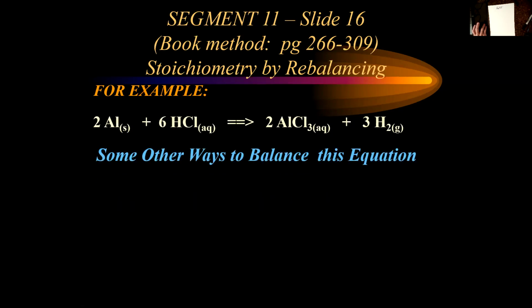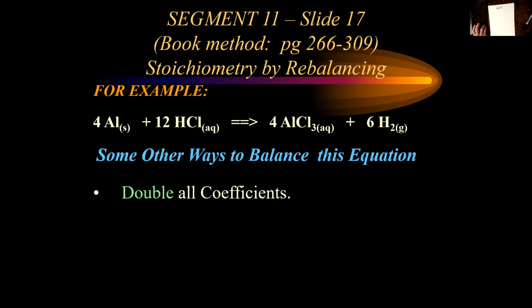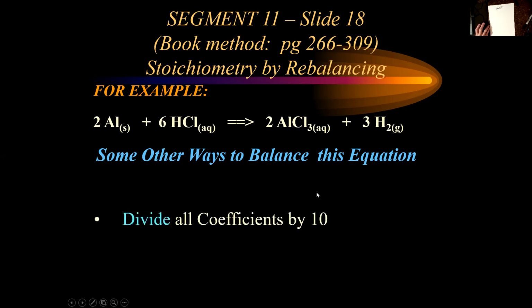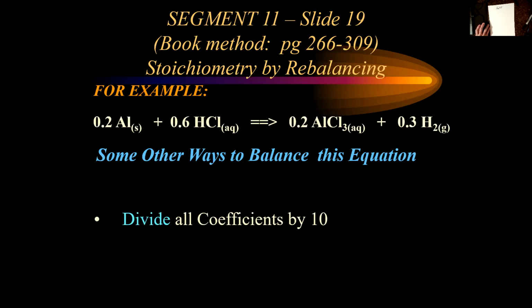I could go through and balance the equation by doubling all coefficients. If I did that, I would have 4 aluminums on both sides. I'd have 12 hydrogens on both sides. I'd have 12 chlorines on both sides. It's still balanced with the double coefficients. I could divide the coefficients by 10. Now, it's still balanced. I've got 2/10 of a mole of aluminum and 2/10 of a mole of aluminum, 6/10 of a mole of hydrogen and 6/10 of a mole of hydrogen and 6/10 of a mole of chlorine and 6/10 of a mole of chlorine. So it does balance. I have lost something though.